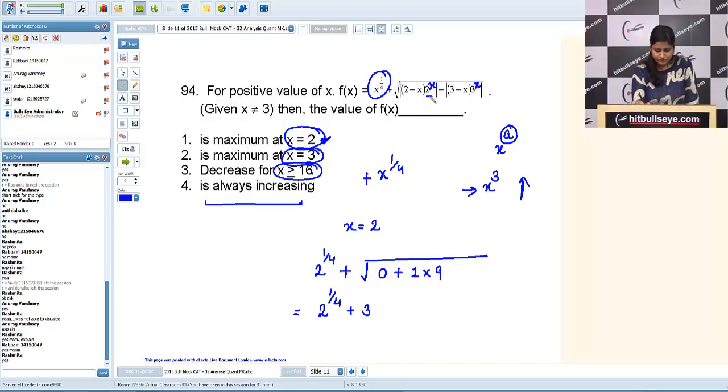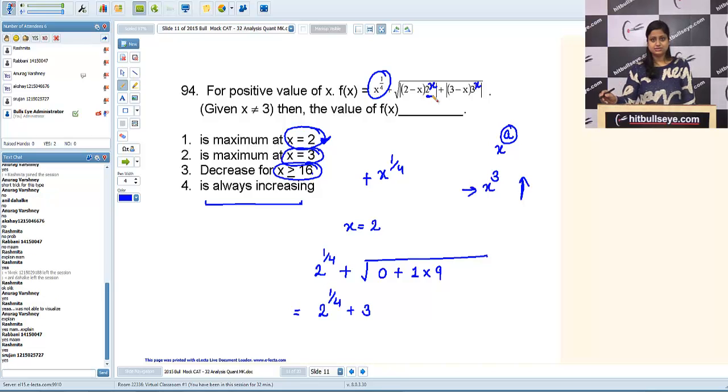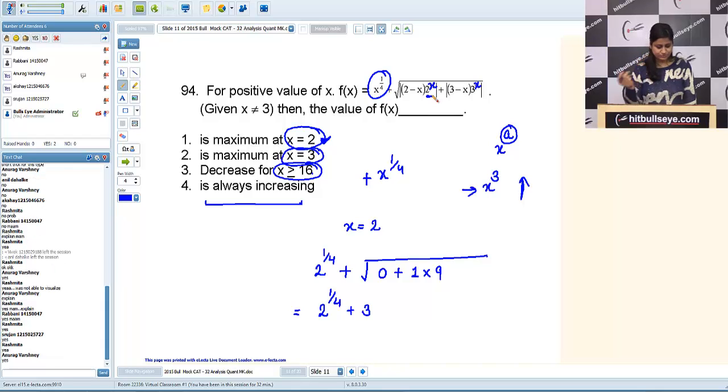Similarly, you have 2 raised to power x. So whenever power will increase, since the base is constant, the value will increase. Is it okay? Clear? Similarly for 3 raised to power x. So simply, if you are not comfortable in doing these kind of questions, you can go by value putting.